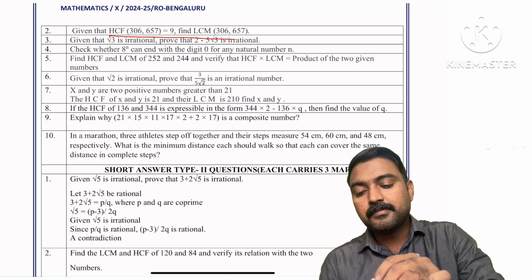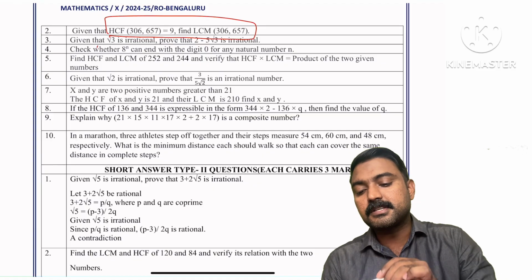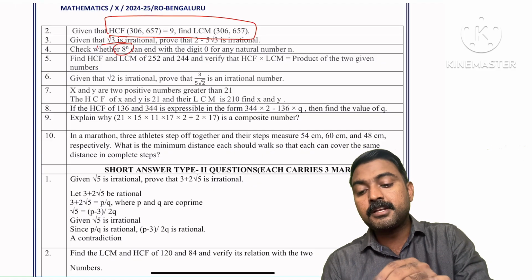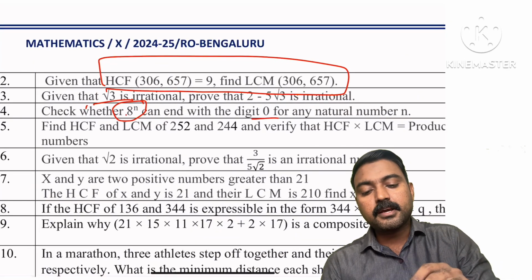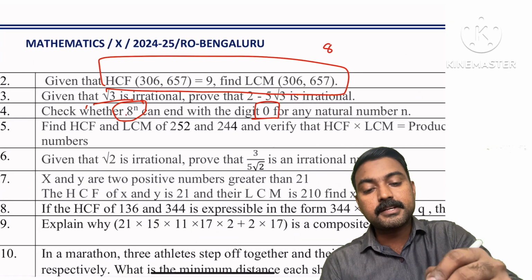Again, the questions are repeating in different types. LCM, HCF is given. Root 3 is irrational. 8 raised to n. Can you see this question? Yes, 8 raised to n cannot end with the digit 0. This type of question we can expect for the examination.